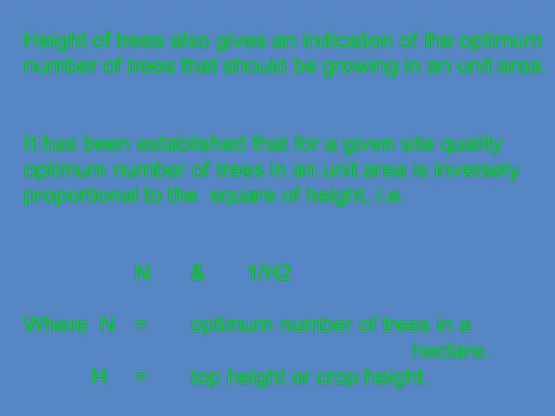This concept helps us balance tree density with growth potential, ensuring that trees have enough space to develop properly without overcrowding. It's a key principle that aligns with our overall goal of sustainable and efficient forest or crop management.